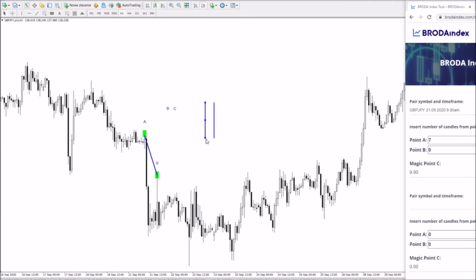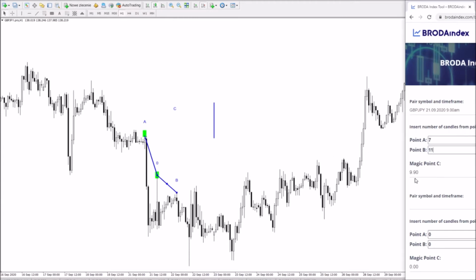Then we draw the second line. We set its beginning at point 0. The end, however, should indicate an important point on the chart. It should be high or low. Okay, that's the first point. We denote this point as the letter B. The distance between point 0 and point B is 11 candles. We enter this number into the calculator.